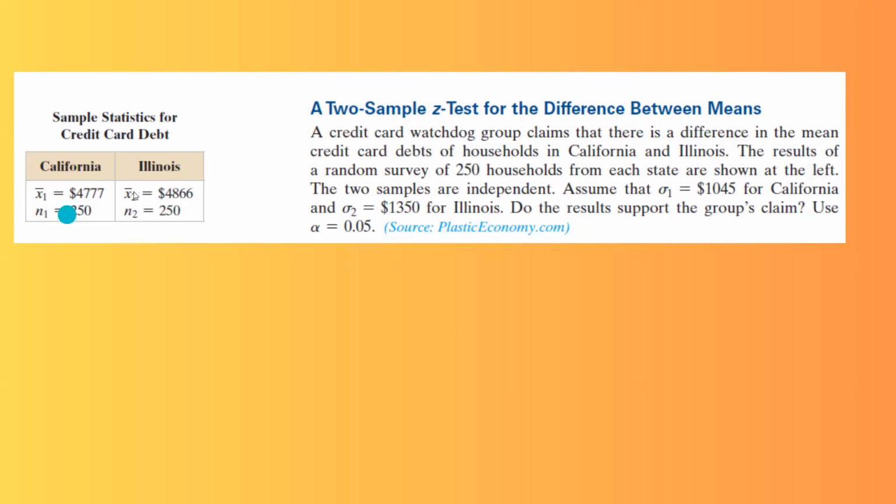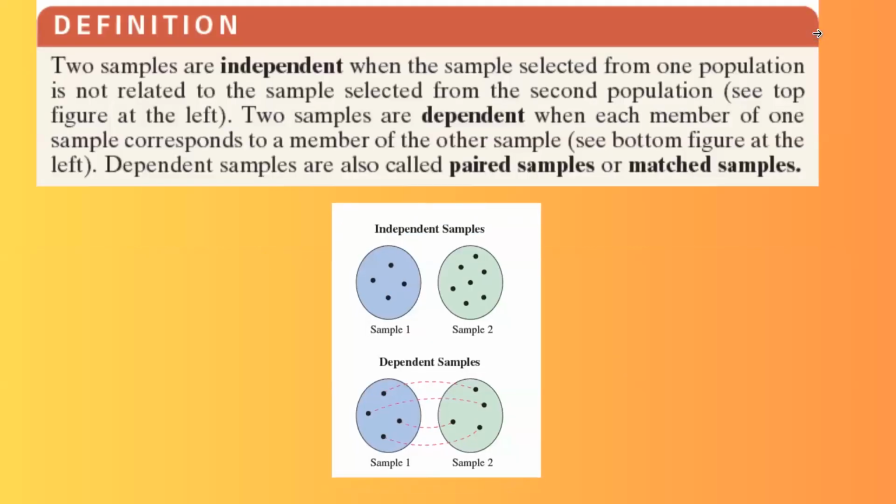Note that we have two populations right now. We took two samples from two populations, and we are interested in forming a hypothesis test and analyzing these data. But we need some basic information first. First, we need to know the definition of dependent and independent samples.